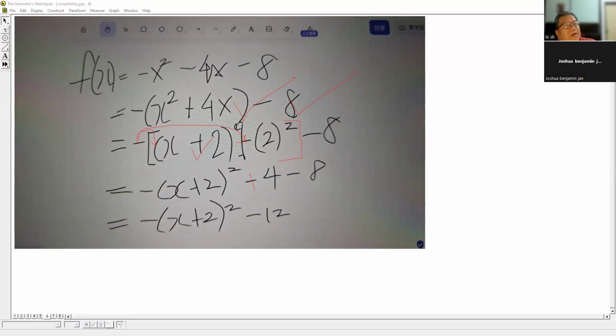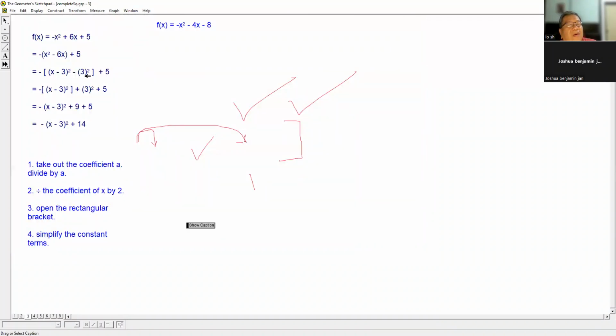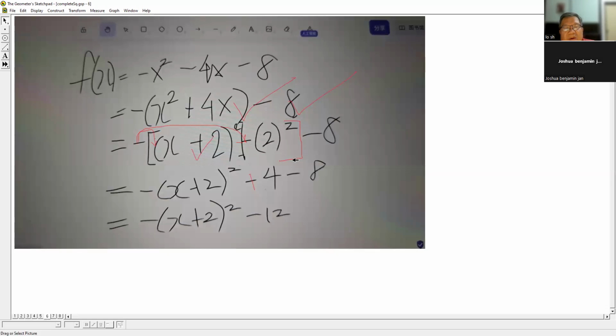Wait, I check and see. The bracket is until here. See or not? The square bracket is until here. It's not this one. It's until here. So your square bracket is until here. Okay? So when you open the rectangular bracket, you put the negative here, then you put the negative here. This one will be positive 4, and this will be negative 4. Okay enough?